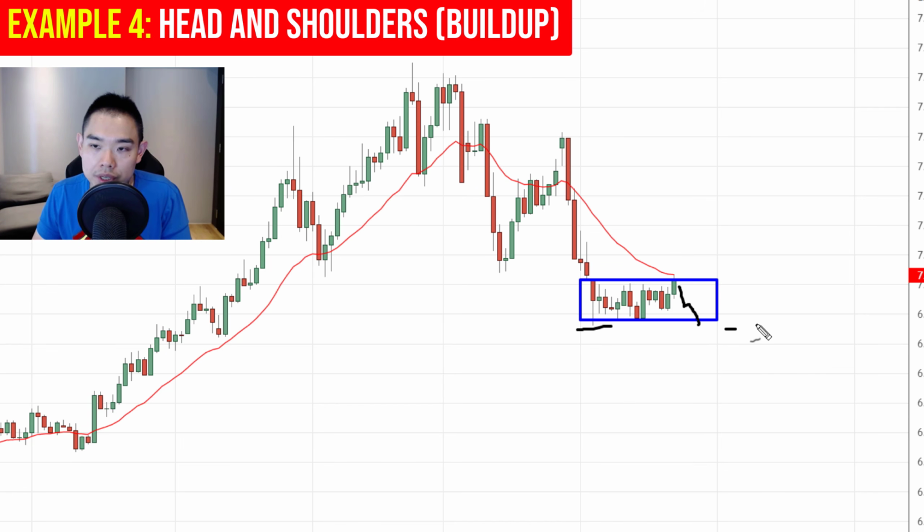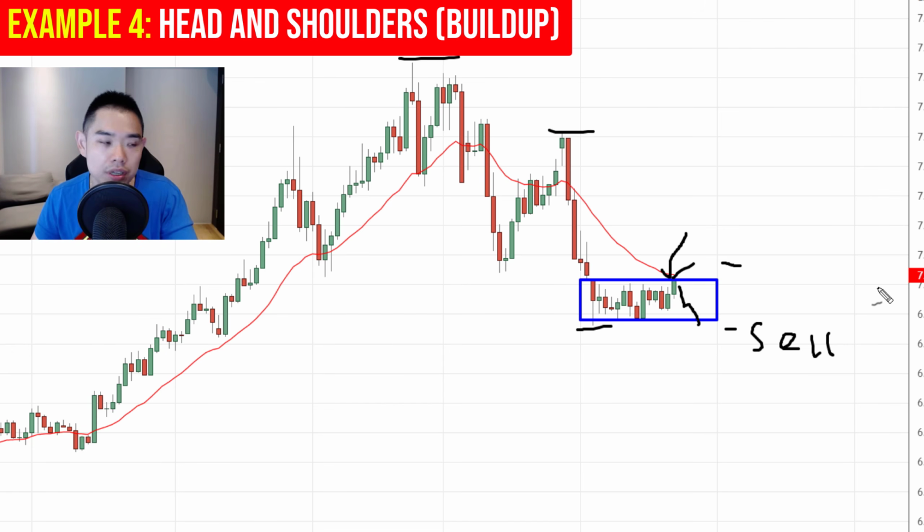Let's say we go short over here, we sell. Where can we set our stop loss? We don't have to set our stop loss above these highs or above those highs. We can reference the highs of this build-up to set our stop loss. So imagine our stop loss is somewhere here. Now we have a much tighter stop loss. Can you see where I'm coming from?